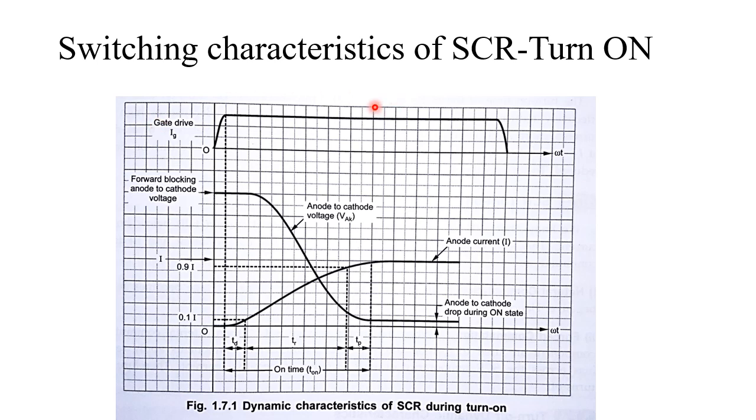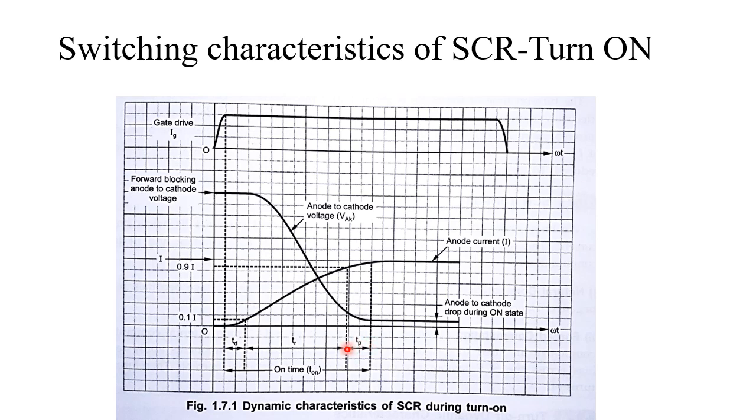In this diagram, you can notice the variation of current and voltage of SCR with respect to time. Here is the anode current, which varies with respect to time, this is the anode to cathode voltage with respect to time, and this is the gate drive. When the gate drive is applied, the SCR moves from off state to on state. Here you can notice this is the point at which the gate drive is applied, this is the delay time, this is the rise time, and this is the spread time.